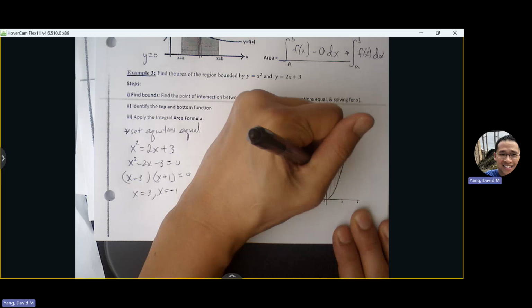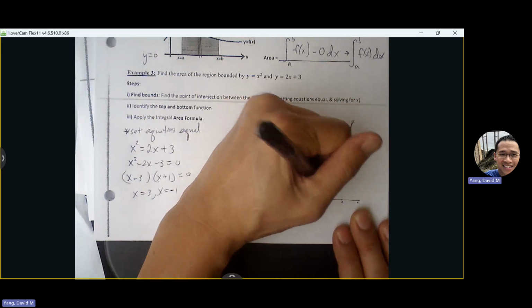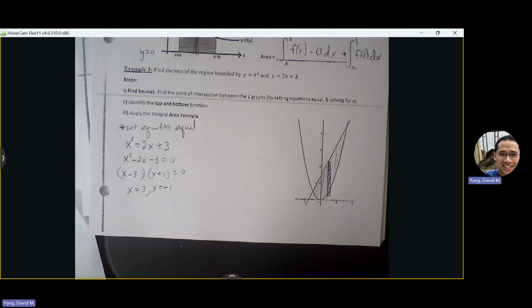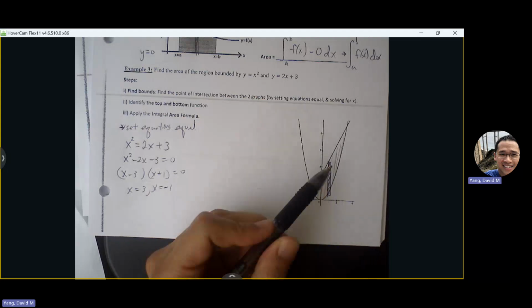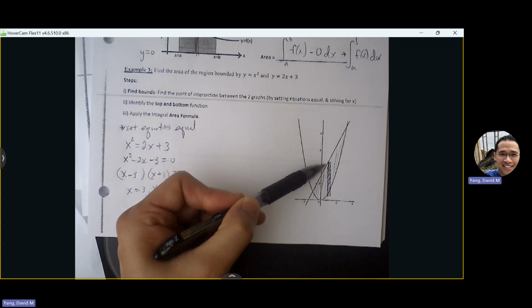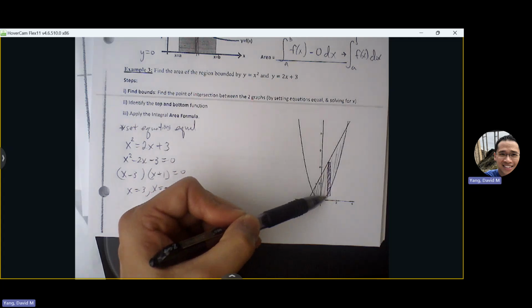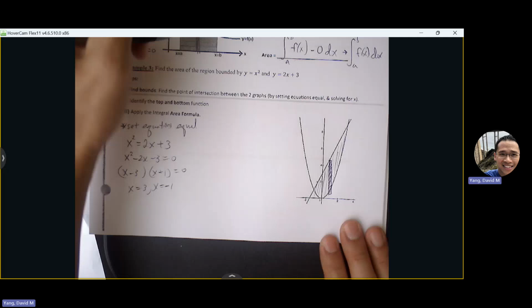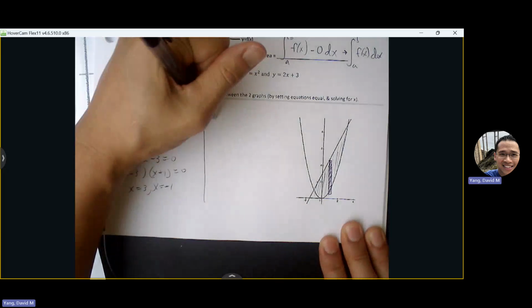I just want to do one representative rectangle. Obviously, every rectangle in this region has different heights, but this will allow us to clearly identify the top and the bottom. The top of my rectangle is sitting on the linear. The bottom is sitting on the parabola, so it's going to be the linear minus the parabola, top minus bottom. So my definite integral is from -1 to 3.